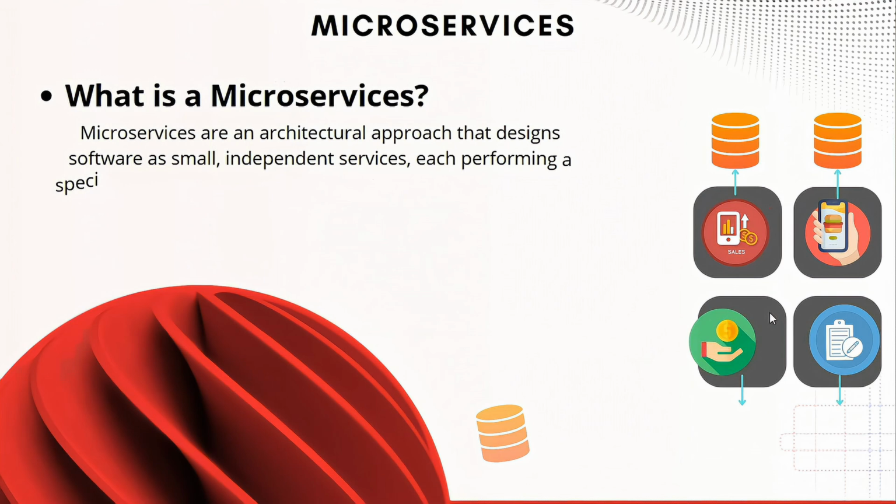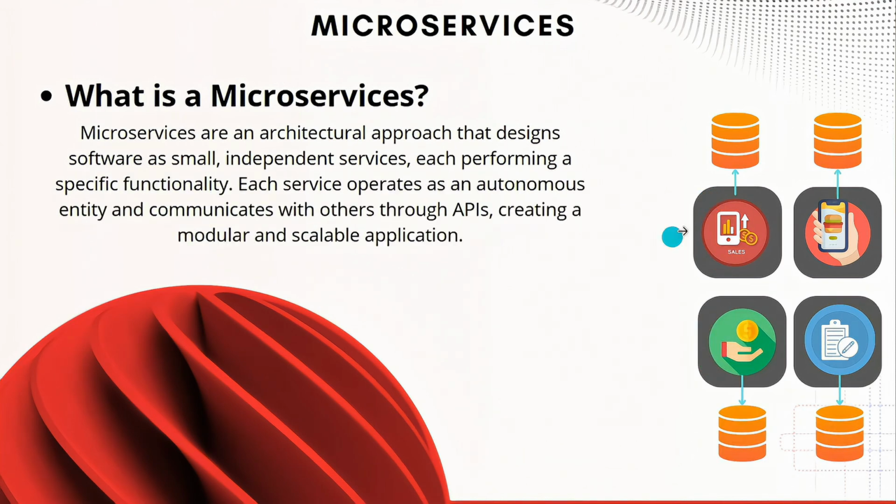But in microservices, we have many instances, and each instance is a microservice. Each microservice has its own responsibility, and each microservice has only one database. This microservice has just sales responsibility, and this database has just information about sales. In microservices, we can have many user interfaces, like mobile, desktop, web, and each microservice is an API. Microservices communicate with each other.